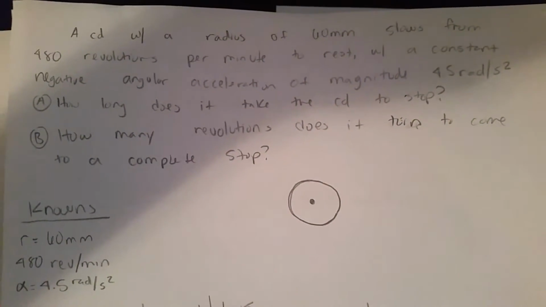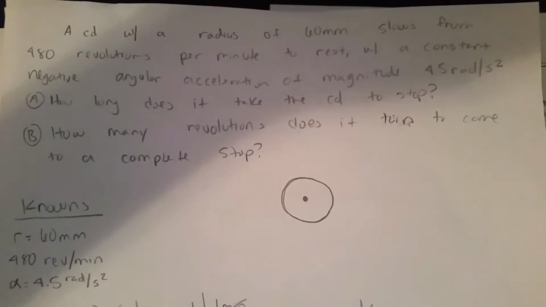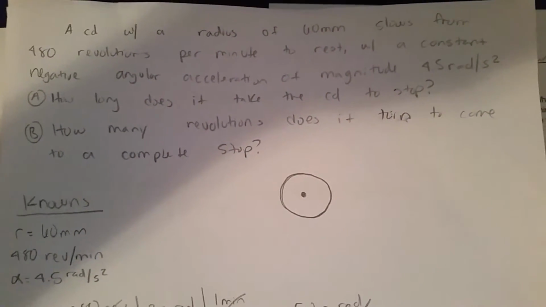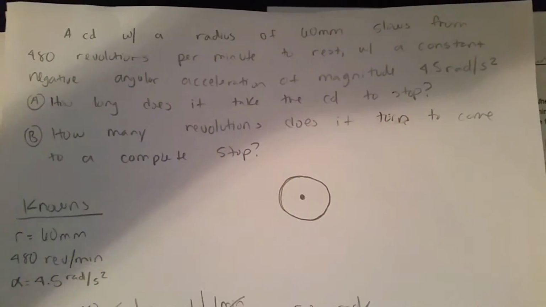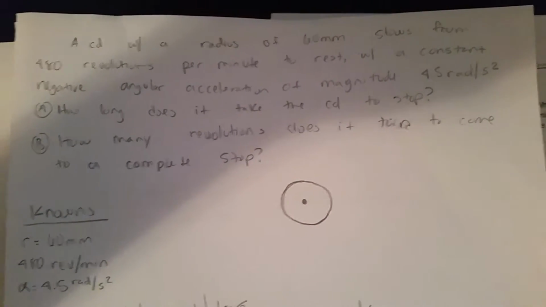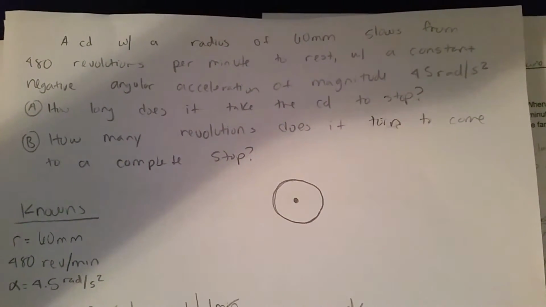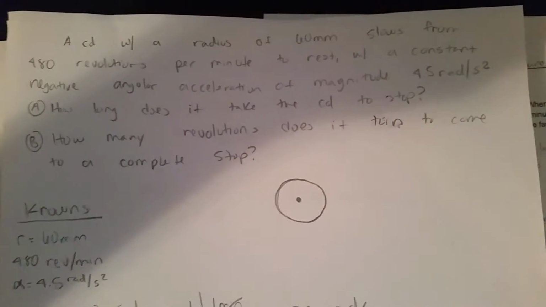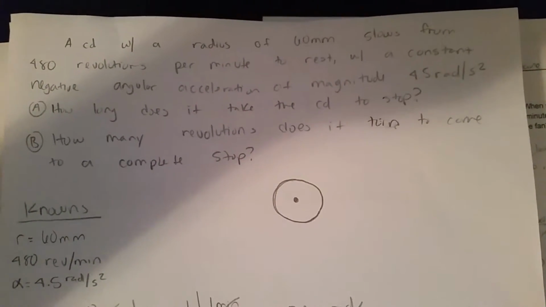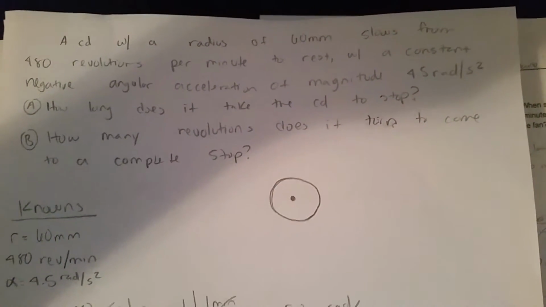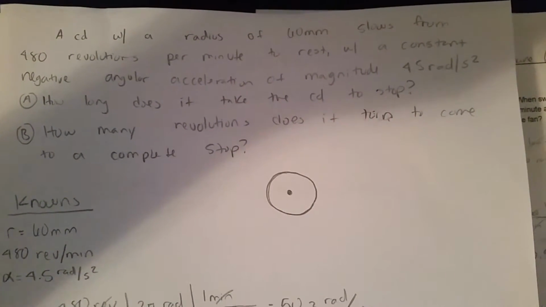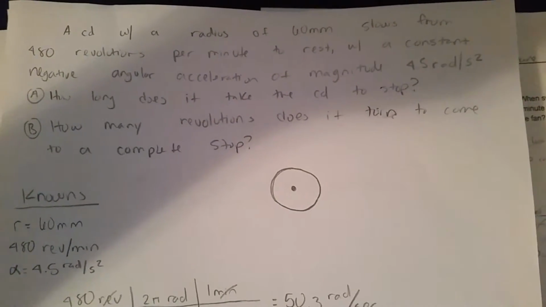Alright guys, this is standard 6 reassessment on rotational dynamics, and the question that I chose to ask: a CD with a radius of 60 millimeters slows from 480 revolutions per minute to rest with a constant negative angular acceleration of magnitude negative 4.5 radians over second squared. So it asks, how long does it take the CD to stop? And the second part asks, how many revolutions does it turn to come to a complete stop?